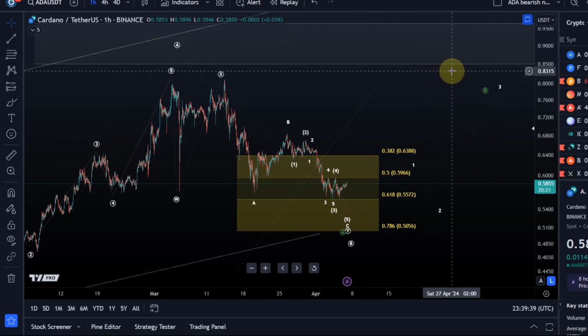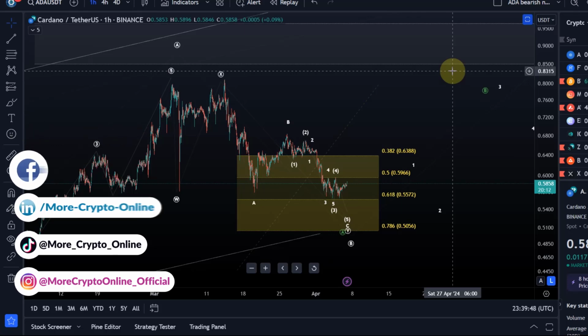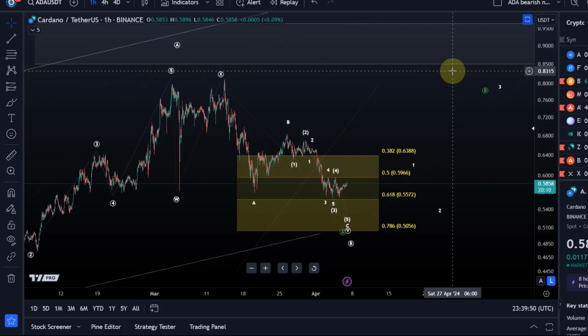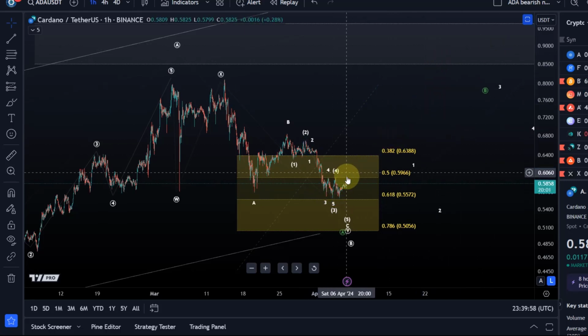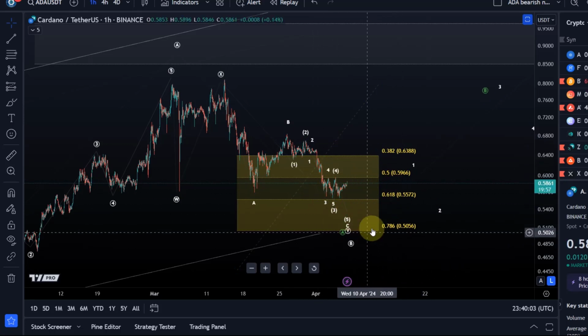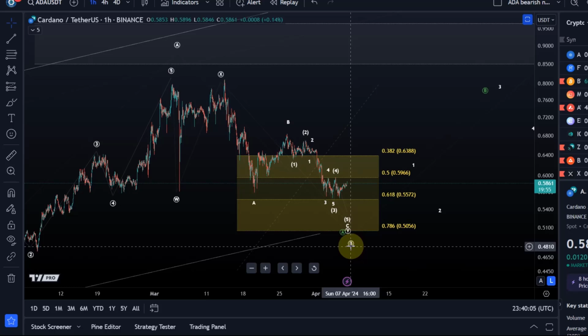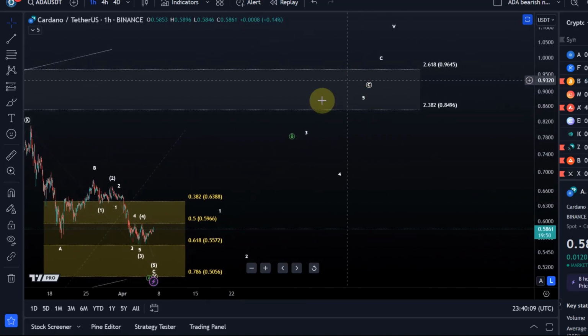ADA hasn't really moved significantly since yesterday. We see a small reaction today to that 61.8 retracement level at 55.7 cents. Just as we speak, we see a little bit of upside in the market, however, that is not enough yet to say that a low has formed. But it's obviously in this region where we would like to see a low form, in this white B wave with a C wave rally to come.